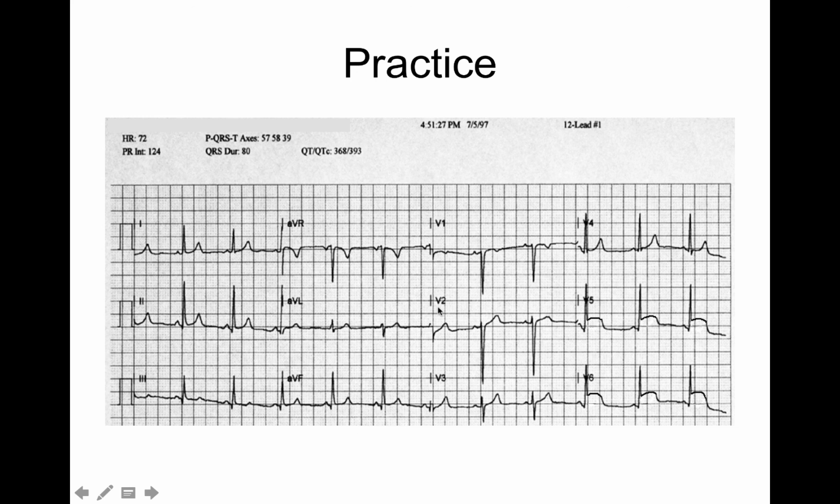V1, V2, septal. Do I see anything here? No. V3, V4, anterior. Do I see anything here? Nope. Now I have V5 and V6. Yes, I have something. These do not look normal.